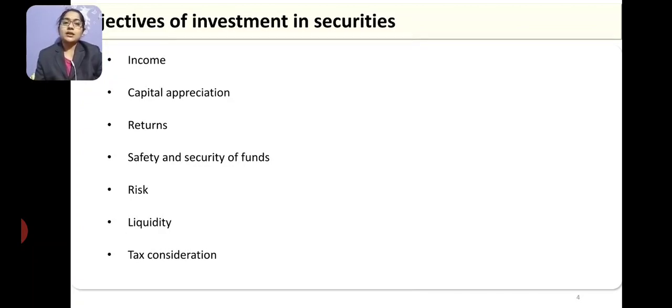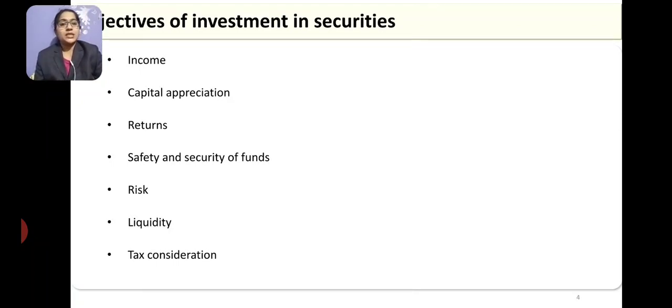Then again, some of the investments also give you periodic returns. Maybe I am investing in a bank which gives me interest every month. Okay, I get interest on my FD, or it gives me interest once a year, or I am investing in shares, I do get dividends. That means I am expecting a periodic return from my investment. That is one of my objectives.